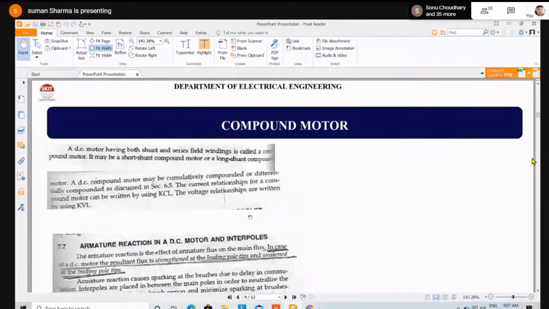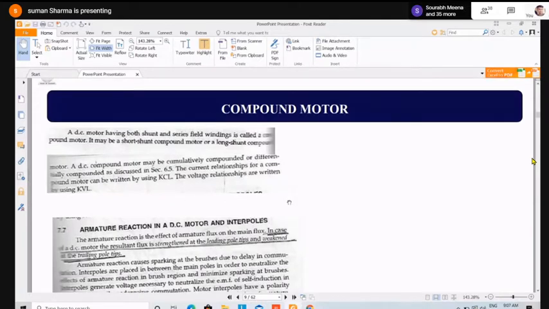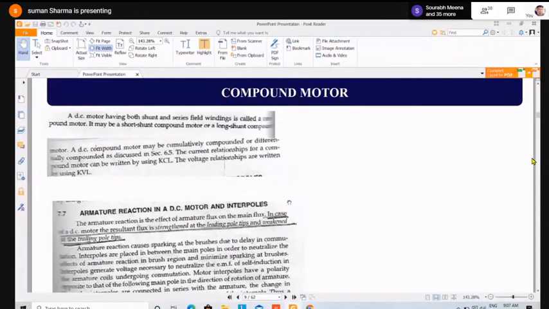So next class के पहले ये मेरे पास आ जाना चाहिए, और इसमें कोई डाउट हो तो पूछो. I have derived for shunt, I have derived for series. You have to utilize the two theories to derive for compound. Okay.